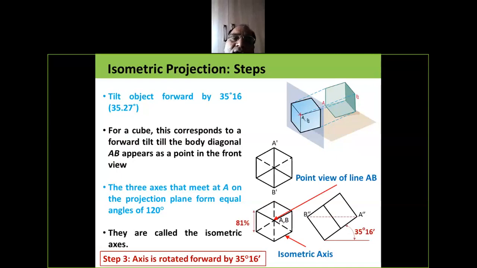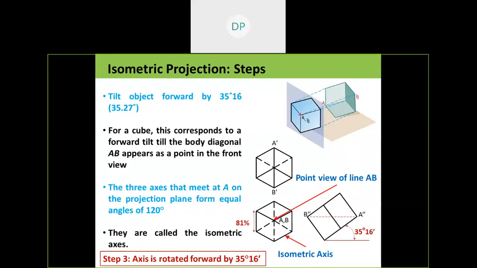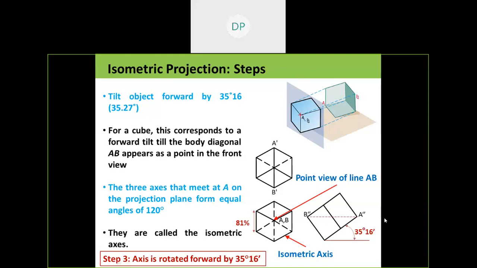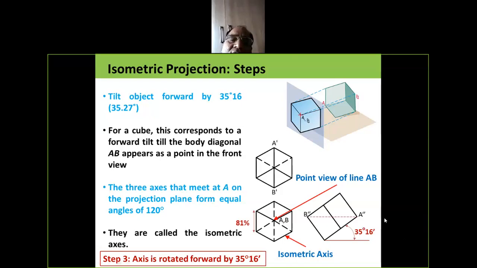So look at these projections. Now the object is tilted forward by 35.27 degrees, for a cube. This corresponds to a forward tilt until the body diagonal appears as a point. This is tilted so that the diagonal will appear as a point.